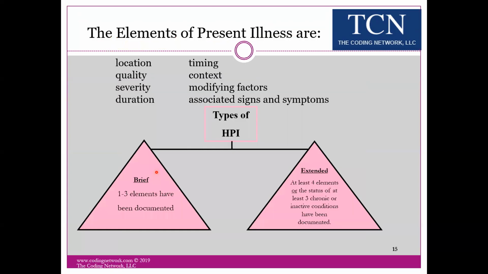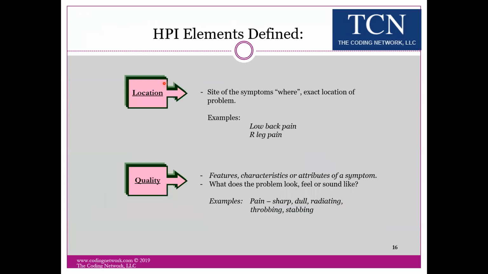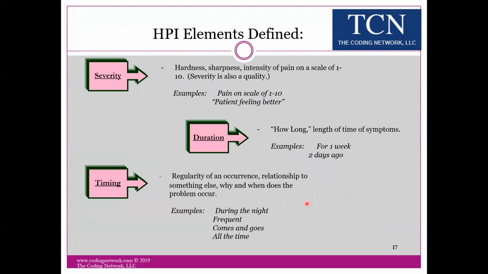So quickly, let's take a look at the elements of history of present illness. There's 8 of them, and I'm going to go over the definitions briefly for you. Location, of course, is where it's located. The quality, any characteristics that you can describe. Is the pain sharp, dull, radiating?